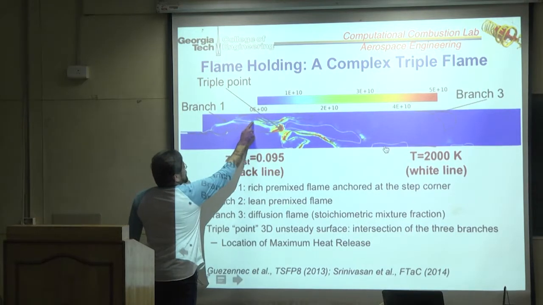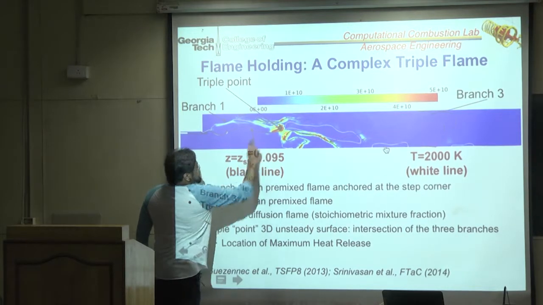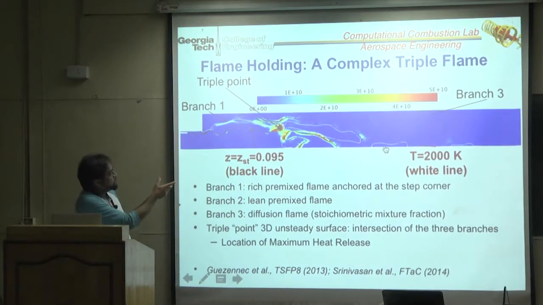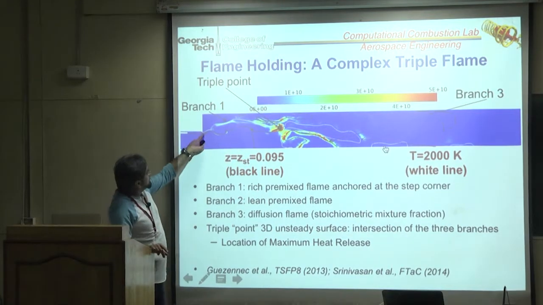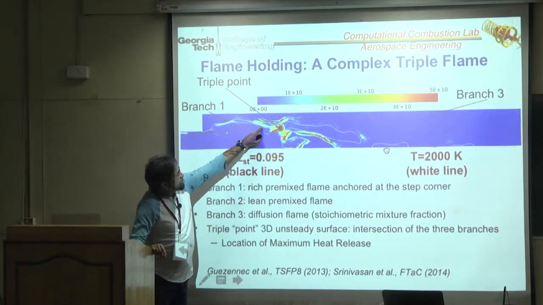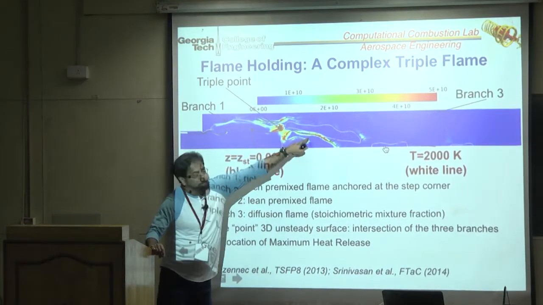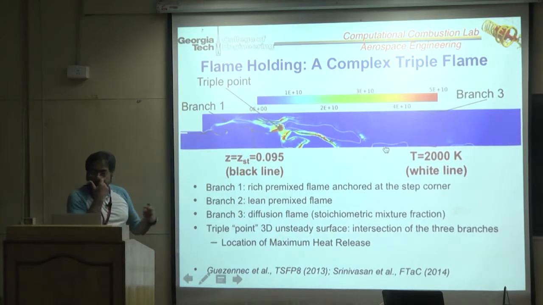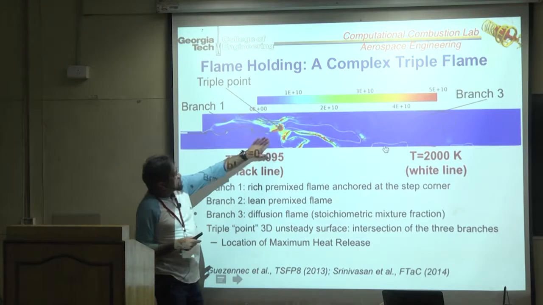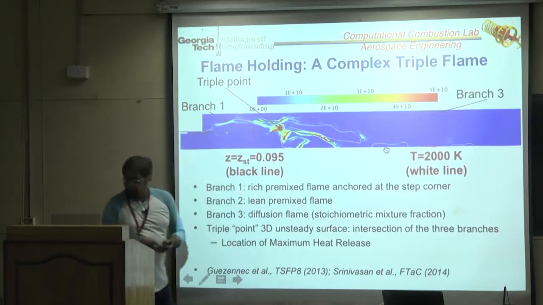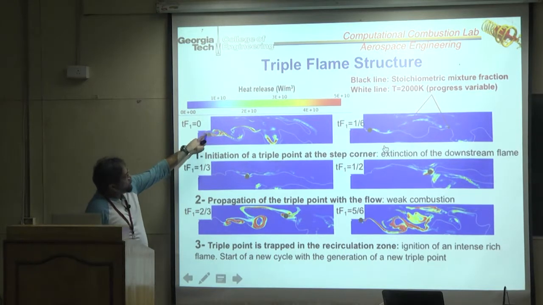But then as it goes further down, the stoichiometric line and the 1000 line start to meet, because you're getting a triple point. You're getting a rich premix flame, then it becomes leaner, then you get a lean premix solution, and then you get a diffusion flame occurring. So downstream you're getting triple point behavior, and the triple point turns out to be close to where the heat release is occurring, and if you go through the picture carefully, the triple point moves around.